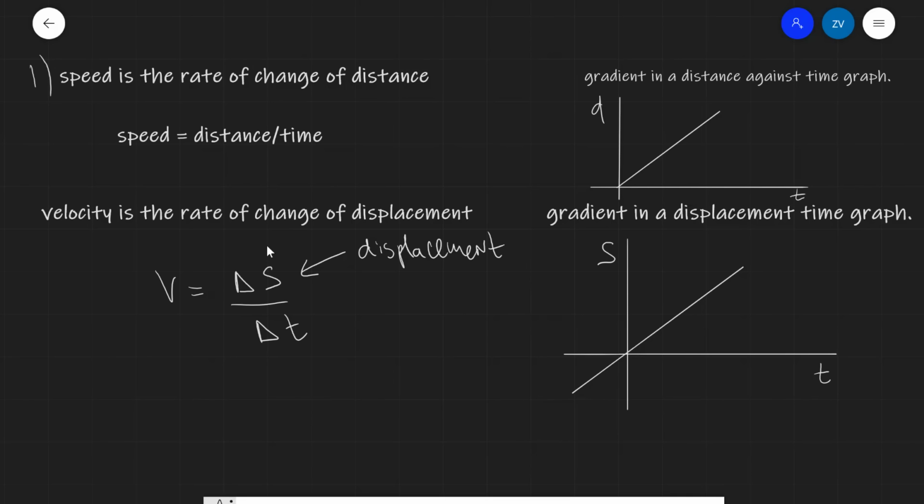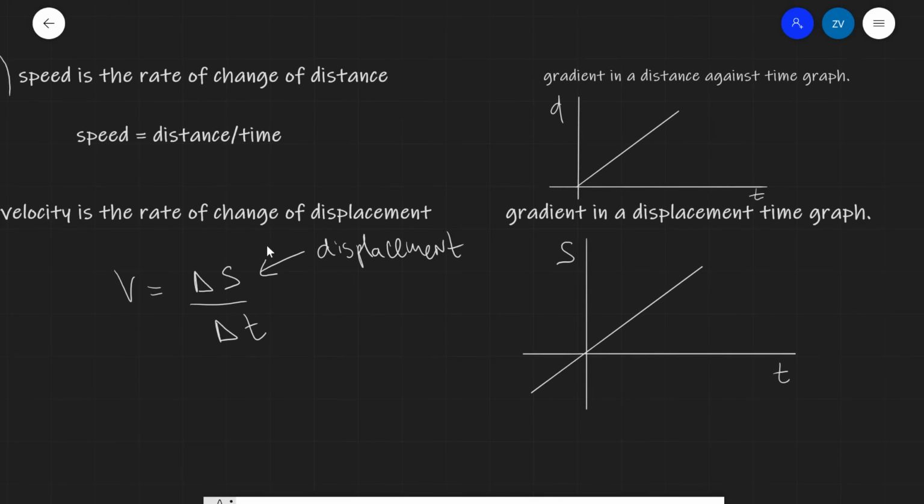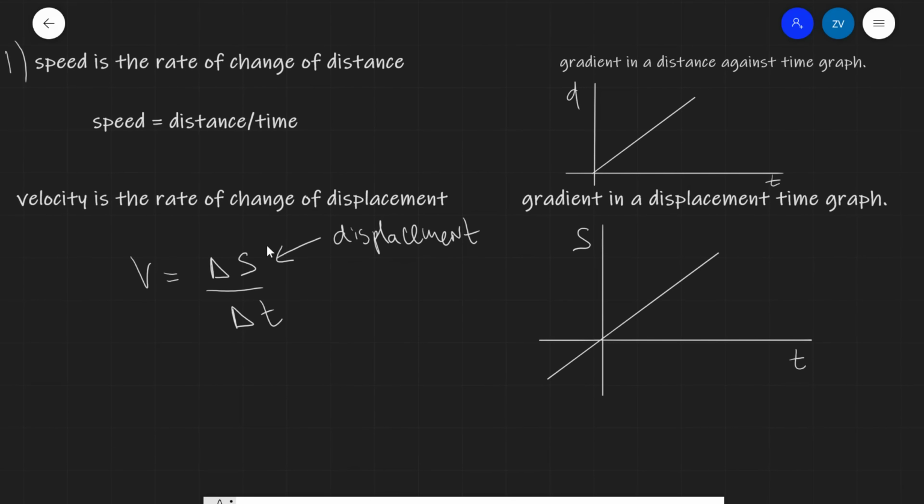displacement. So because of this, the gradient in a displacement time graph, change in displacement over change in time, is actually our velocity. So this is equal to our velocity. Via exactly the same logic, the gradient in a distance time graph is your speed. So the gradient here is equal to the speed.